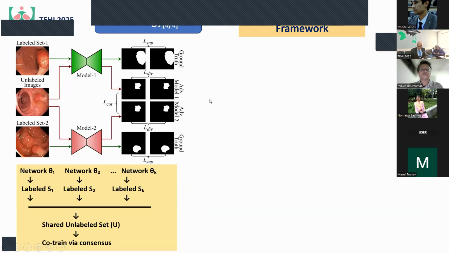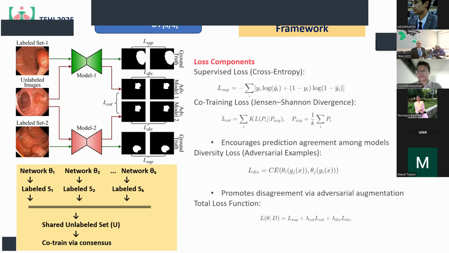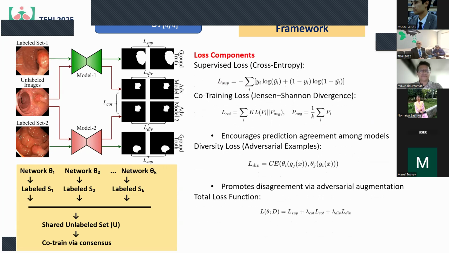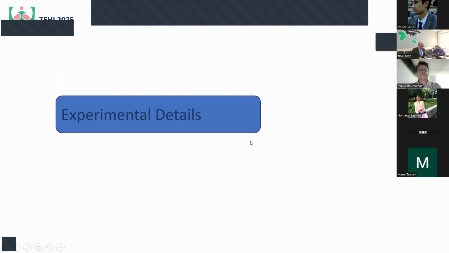So now come to the architecture which is called deep co-training. This is a co-training based architecture. Here the teacher-student concept is utilized, and the core concept is that multiple segmentation networks teach each other via consensus on unlabeled data, maintaining diversity to prevent collapse. And the loss calculation procedure is also shown here for this architecture. The training steps are also described in these points.